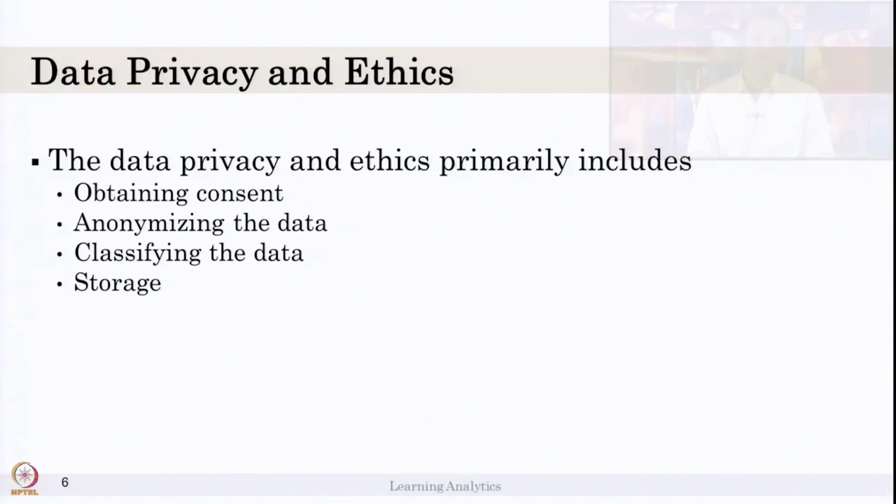In general, data privacy and ethics primarily includes these four things. One is obtaining consent. The consent form is what I mentioned previously, you have to inform the participant. So, you have to get consent from the participant that they are ready to give the data for research purposes, or that we can use the data for research purposes. So, the participant has to consent, and you have to anonymize the data.